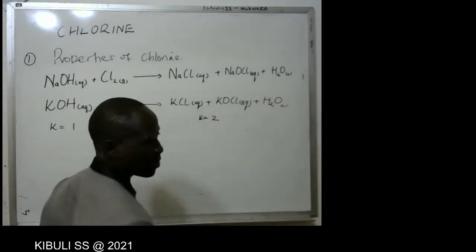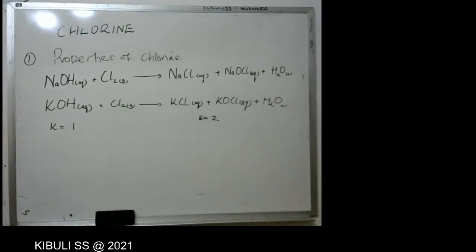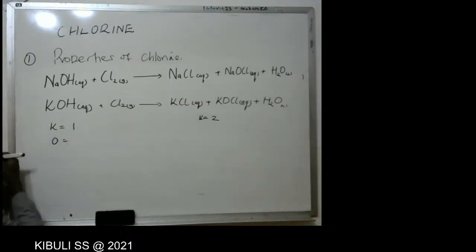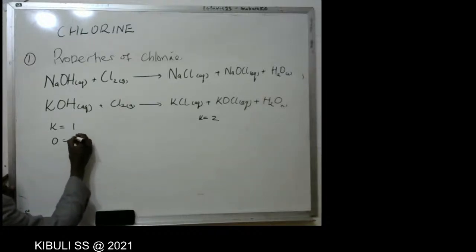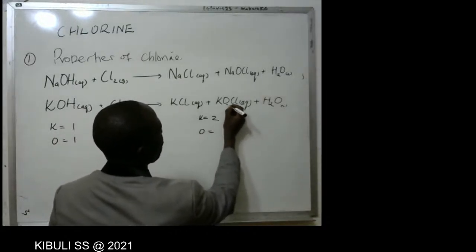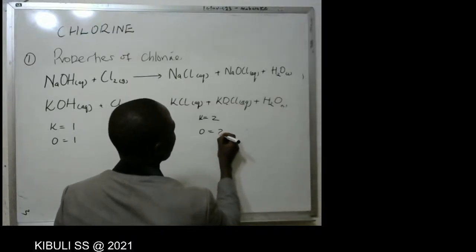What does it tell you? The equation is not what? Balanced. Already. Let us look at oxygens. How many oxygens are present this way? One oxygen. How many oxygens are present on the other side? 2. This one and that one. So those are 2.